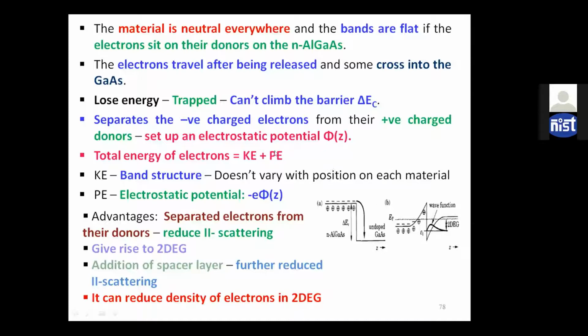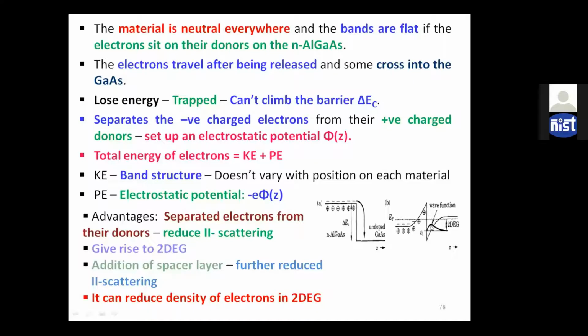However, the electrostatic potential, which was developed due to these positive ions and electrons trapped in the GaAs, can change. The electrostatic potential can be obtained as minus e times phi(z), where this minus e is due to the electron. If you sum this kinetic energy with the electrostatic potential, then you will see this energy. Actually, I will show you why there is band bending in the next slide.